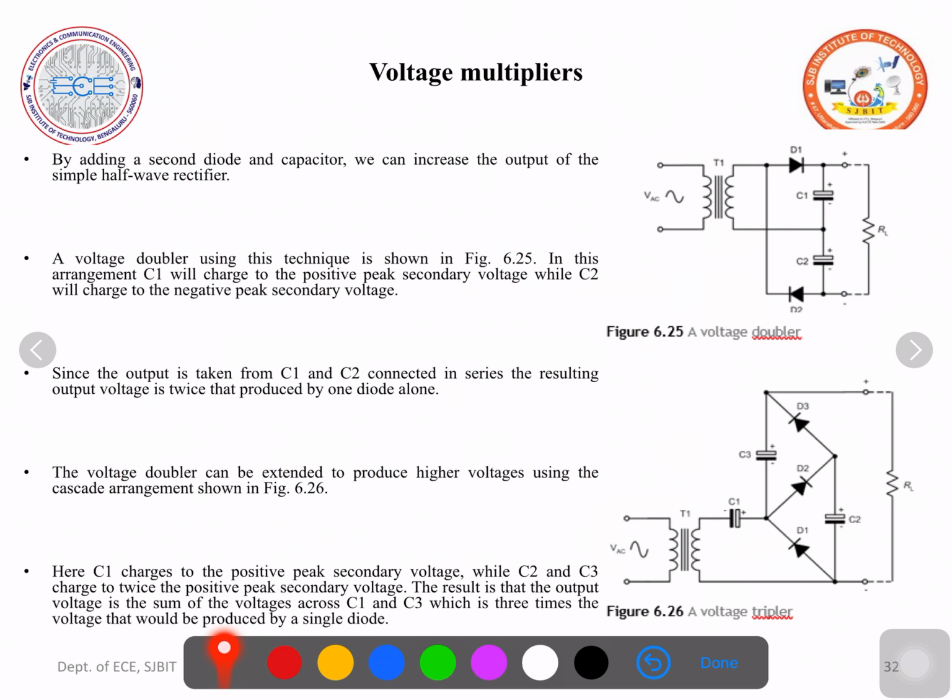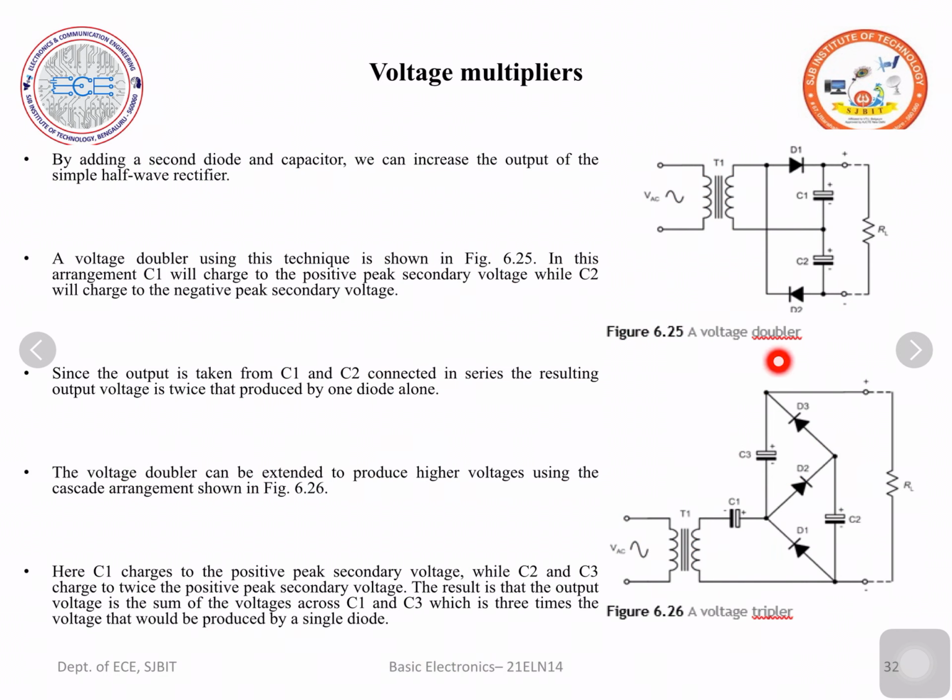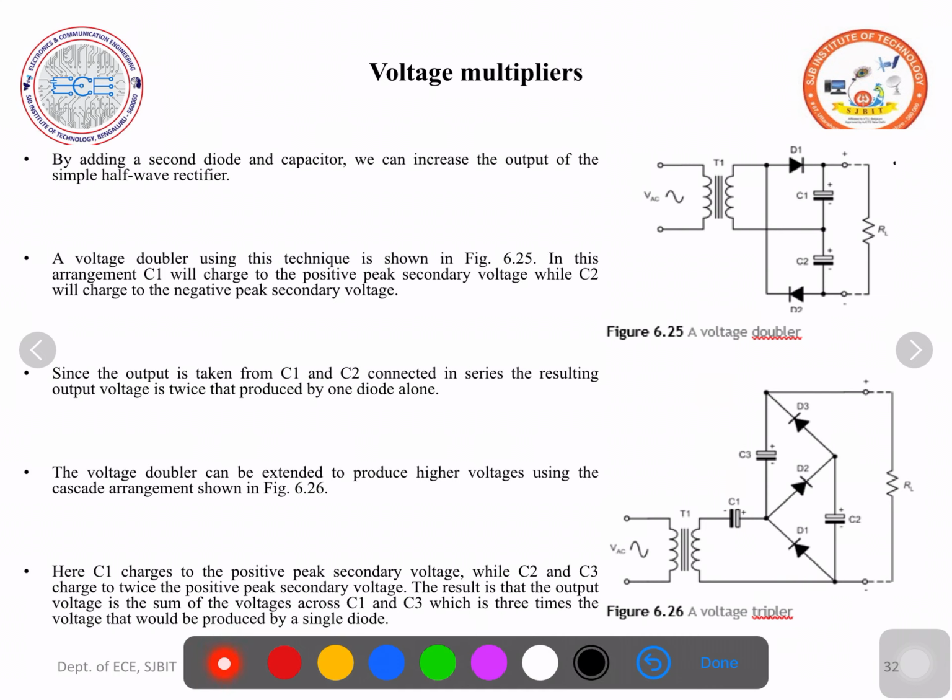Sometimes we need higher DC voltages. Whenever you are converting AC to DC, sometimes we need higher voltages, 2 Vm, 3 Vm, 4 Vm, 5 Vm, 6 Vm, etc. How can we get this? Here we will go for a voltage doubler and voltage tripler. In the voltage doubler, the output voltage will be equal to 2 times Vm, 2 times the maximum value. In the tripler, the output voltage across the load will be 3 times Vm. So that is the meaning of doubler and tripler: output voltage doubles in the voltage doubler, and triples in the voltage tripler.